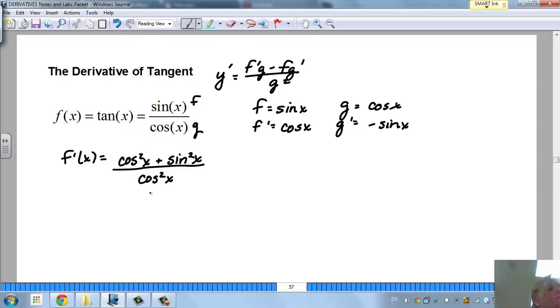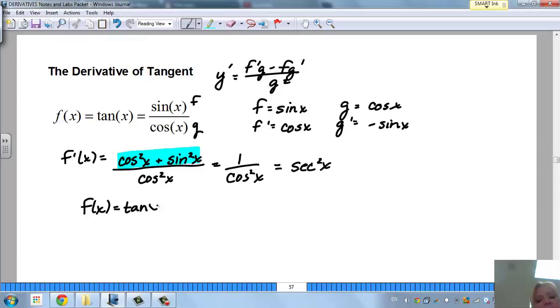cosine squared x. Okay? So I look at it and say, oh yay, I see this happening again. I have the cosine squared plus sine squared, so that is my identity. So that's 1 over cosine squared x. So that is the derivative of tangent, and you could call it secant squared x. So now we know if we had f of x is tangent of x, the derivative of tangent is going to be either 1 over cosine squared x, or you can call it secant squared x.